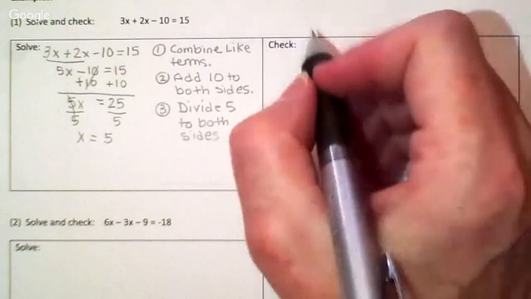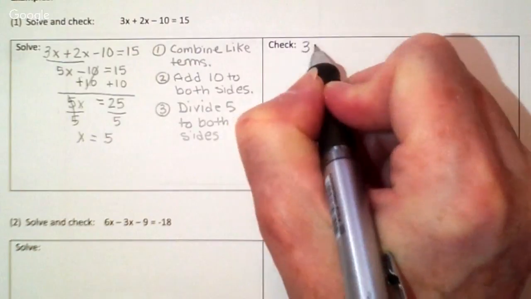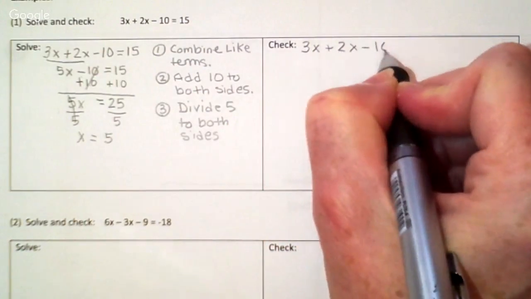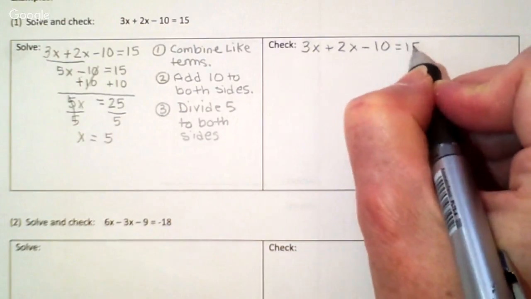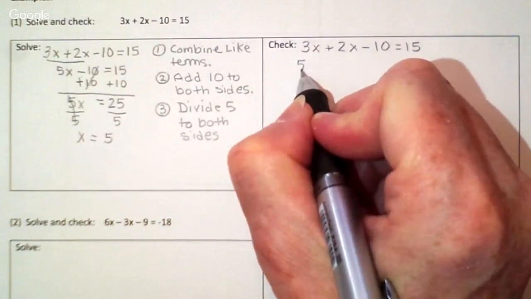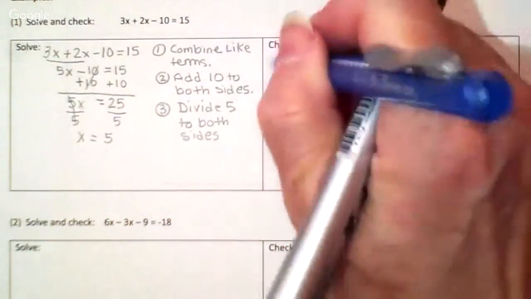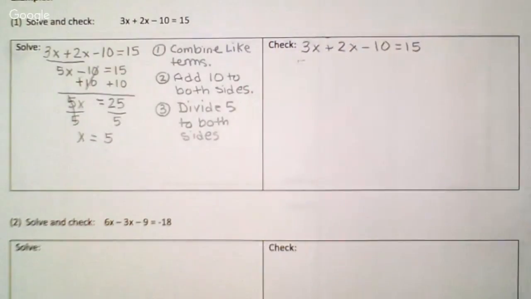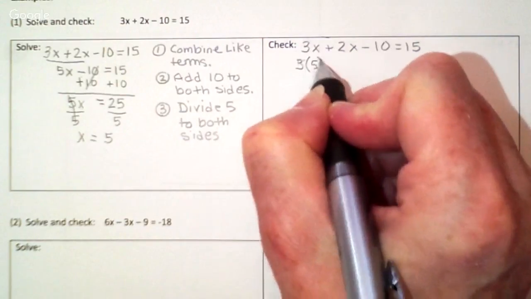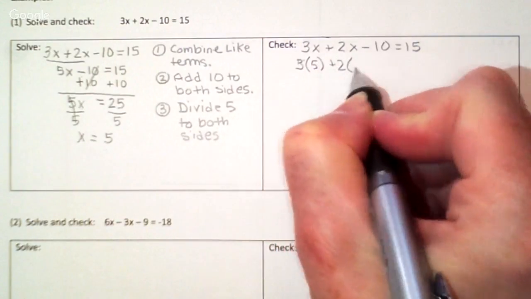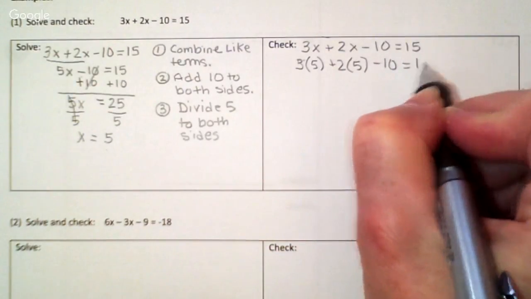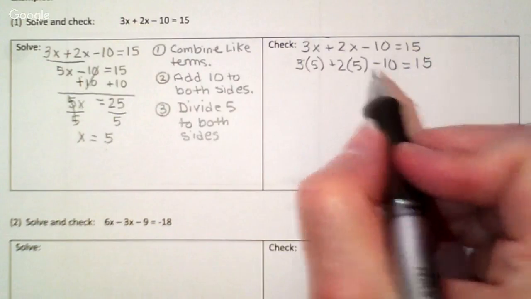So as always, we write our equation, 3x plus 2x minus 10 equals 15. We replace our letter with the number that we are checking. So we have 3 times 5, plus 2 times 5, minus 10 equals 15. So let's do our multiplication first.